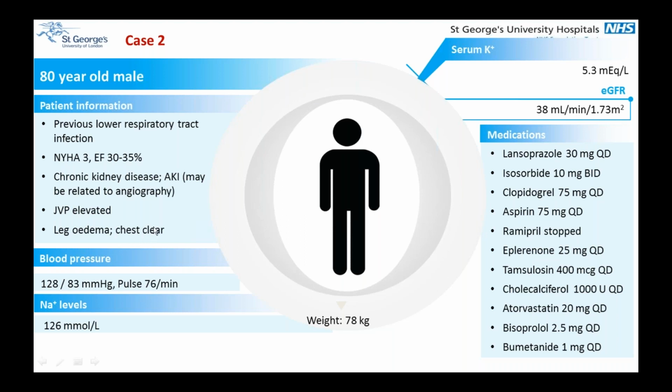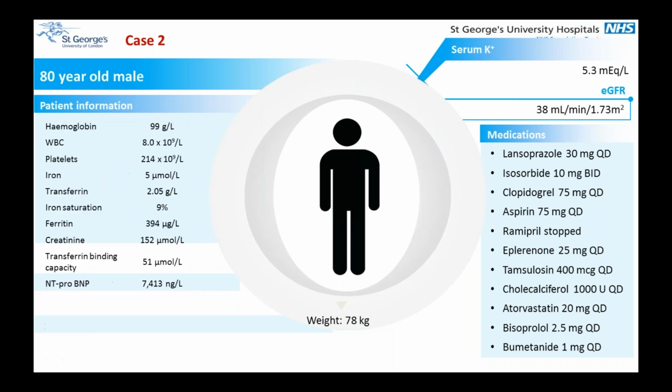His chest was clear. So the question here is, before we move on to the question, let me take you through the blood test result. So his hemoglobin was once again low at 19.9. White cell and platelets were normal. Iron levels were low. Iron saturation was low despite a high ferritin level, which we see in our patients quite commonly. And his creatinine was high with a GFR of 38.